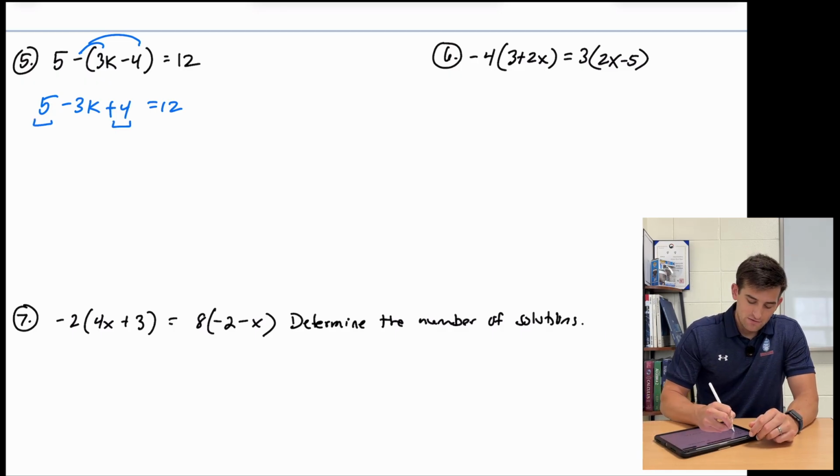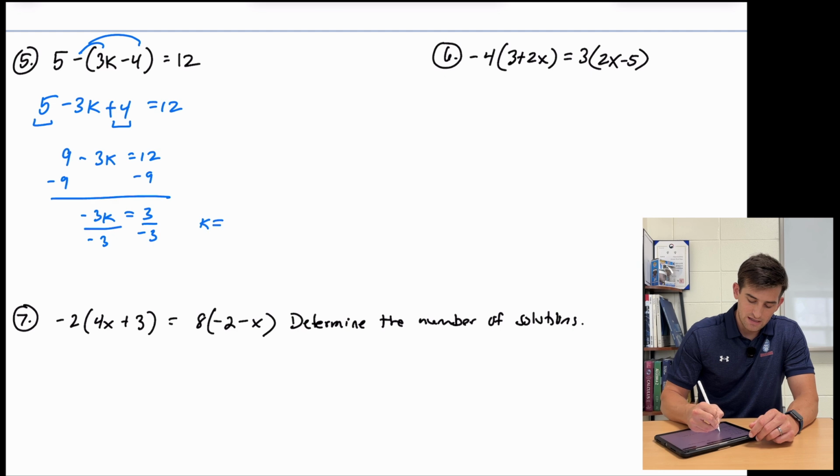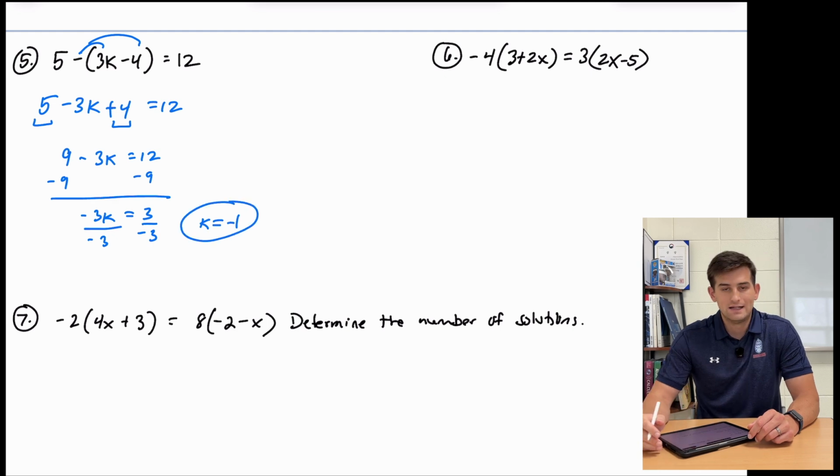Now on the left side, we have 5 plus 4, so that's 9, minus 3k is equal to 12. We can now subtract 9, so negative 3k equals 3. We divide both sides by negative 3, and we get k is equal to negative 1.